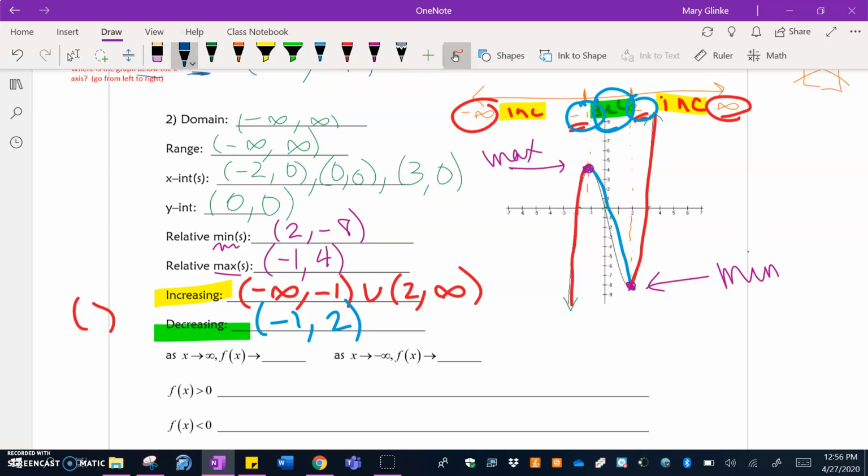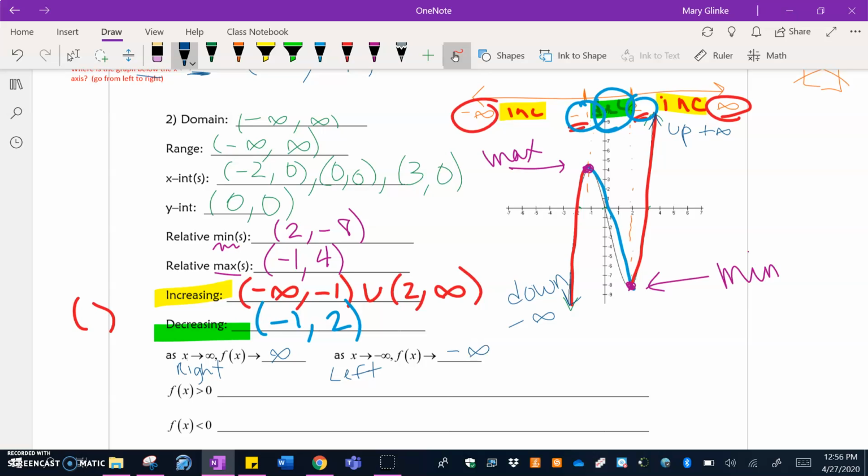The next one, as we go to the right, where is our graph going? As we trace our graph to the right, our graph is going up to +infinity. As we go to the left, we have to ask ourselves, where is our graph pointing? It is pointing down. And so when it points down, it's pointing towards -infinity.